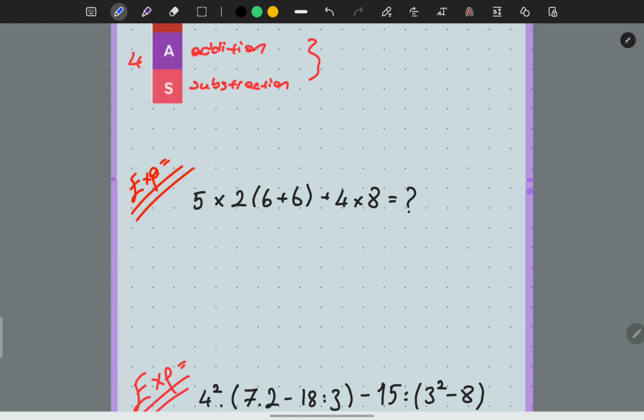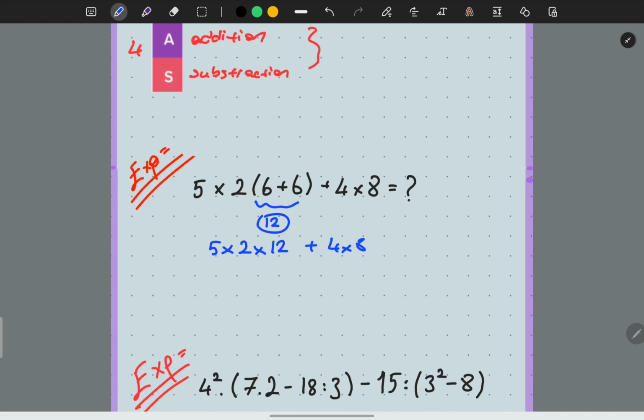Okay, so we have this expression here, 5 times 2 times parentheses 6 plus 6 plus 4 times 8. As we mentioned before, we are solving parentheses first. So 6 plus 6 makes 12, and when we finish the step, we are writing the equation with obtained numbers once again. Like we obtained 12, and we should write 5 times 2 times 12 plus 4 times 8. We should write this from the start with the obtained numbers.